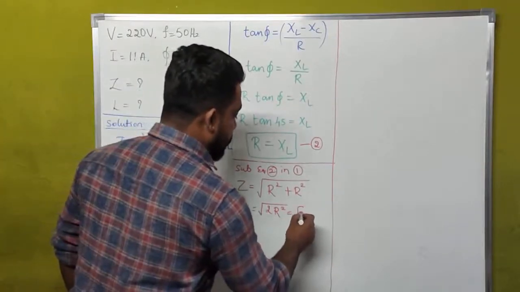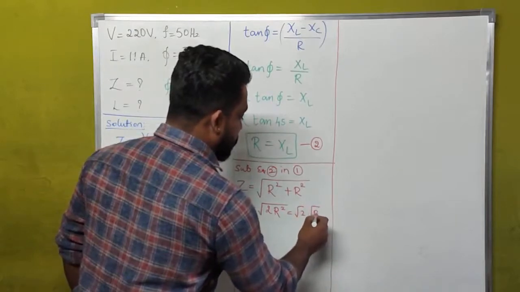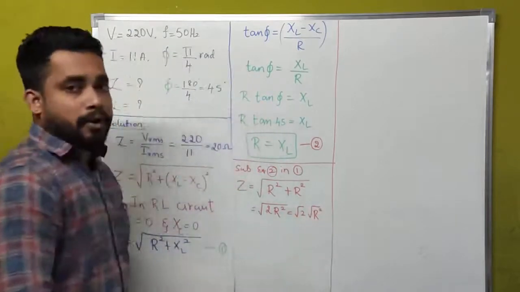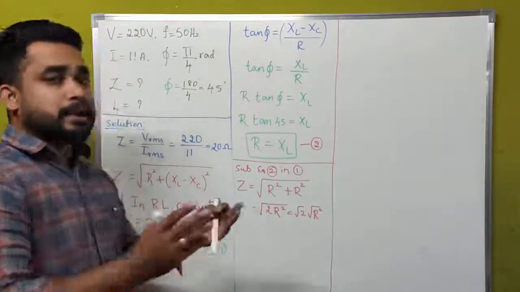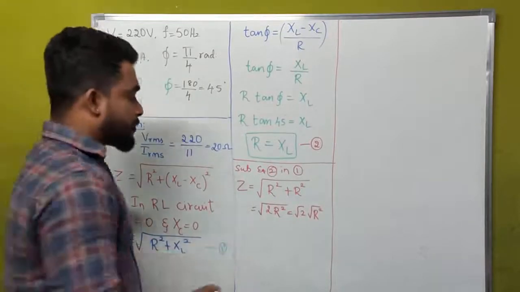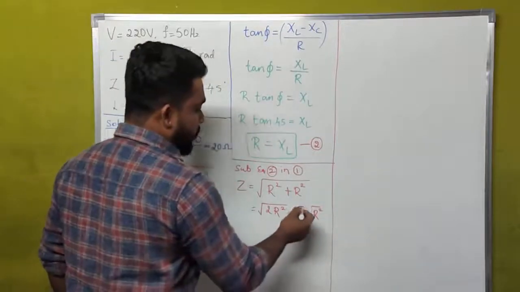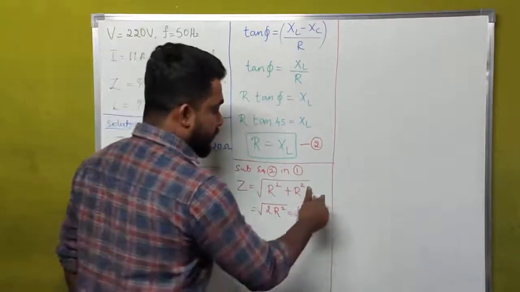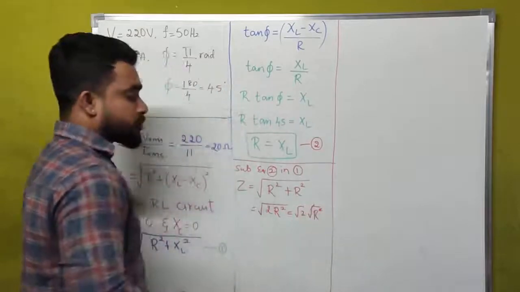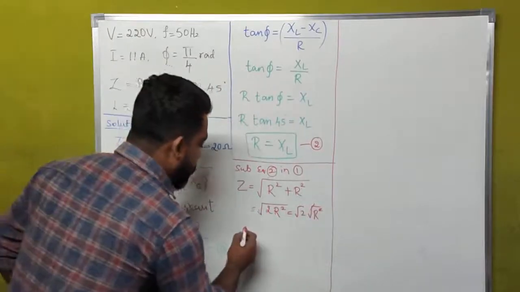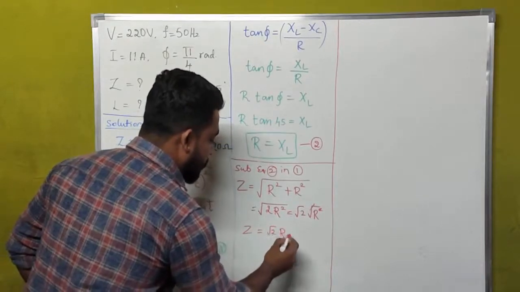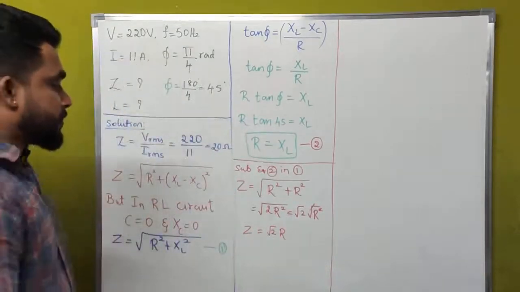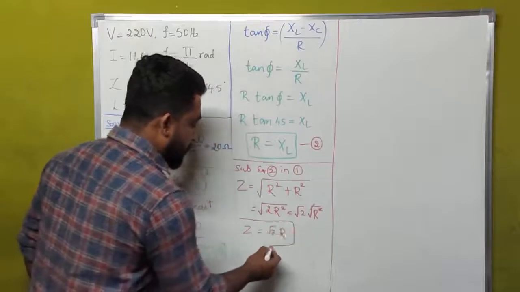If we write this equation in a split form, in case of a square root, we can take out the multiplies into split forms. Then we cannot take root 2, but here we can cancel square with a square root. Then what will be the value of Z? Z is equal to root 2 into R.